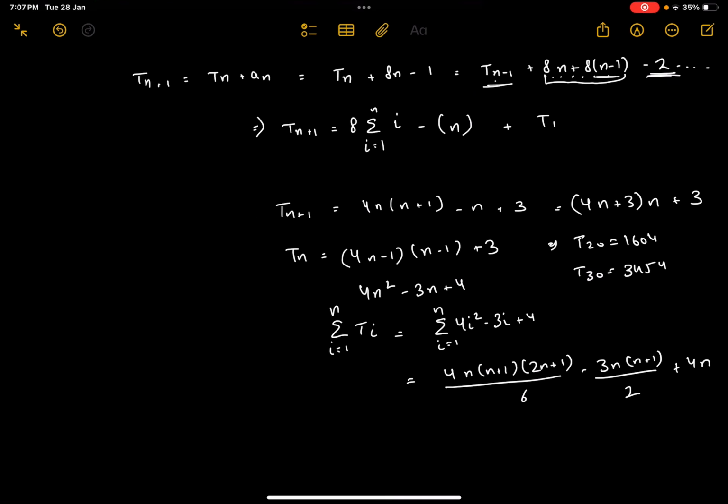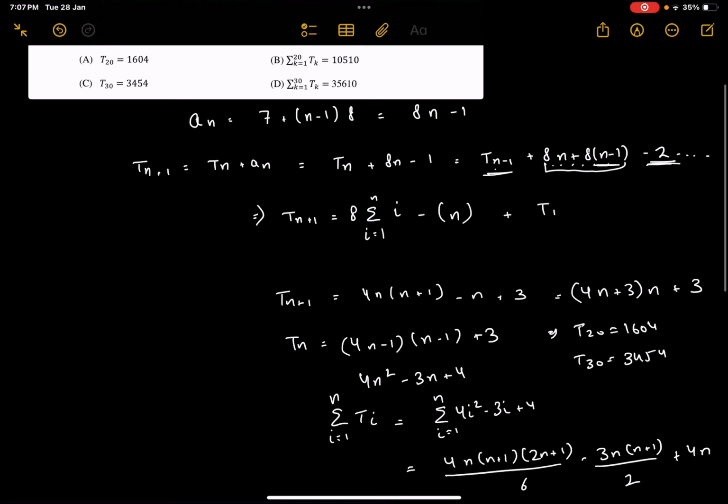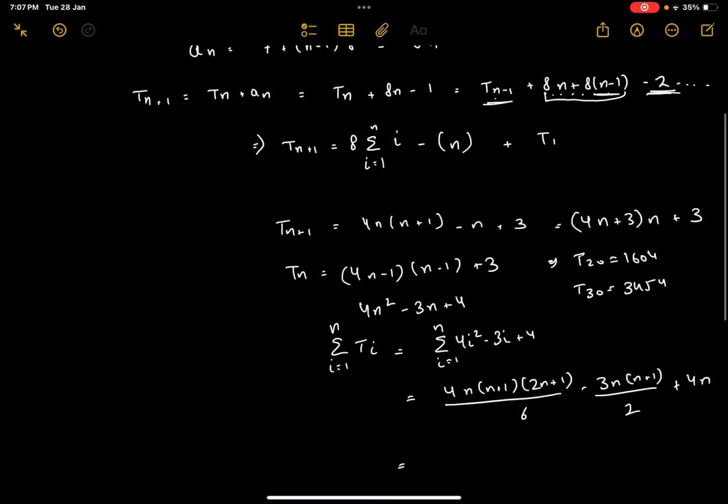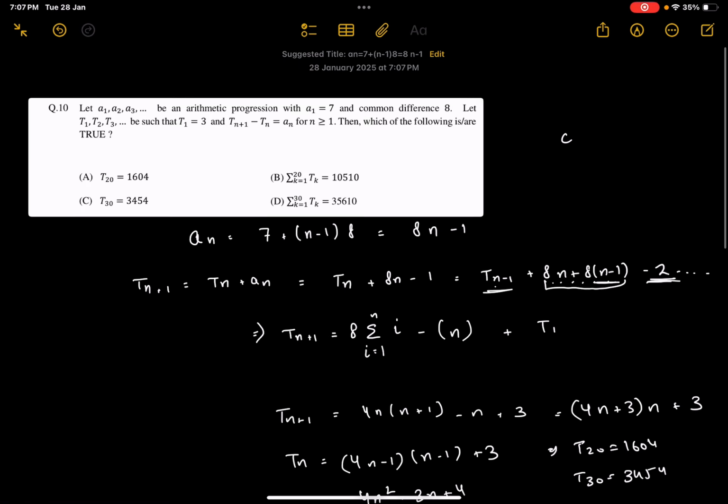So you can check for options B and D, we will get that the summation till 20 of ti is indeed 10510. I am not going to show the calculations here, but the final answer would be B, C. So again, a straightforward one from sequences and series, though the calculation might get a bit tedious, but it's nothing out of the ordinary.